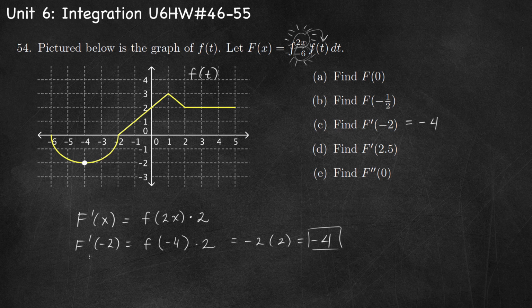Big F prime of 2.5. So we've already done the work for finding the equation for big F prime. We just have to sub in 2.5 for x. So now it's f of 2 times 2.5, which is 5, times 2. F of 5, we read from the graph, f of 5 is 2. So 2 times 2, and that's going to give us a positive 4.